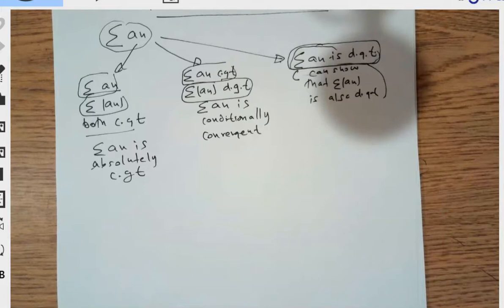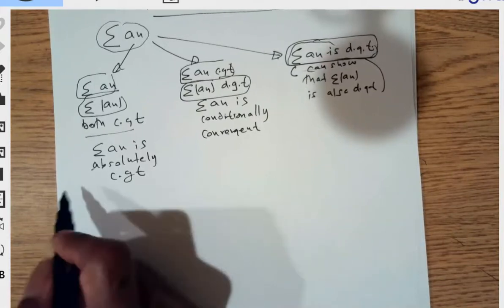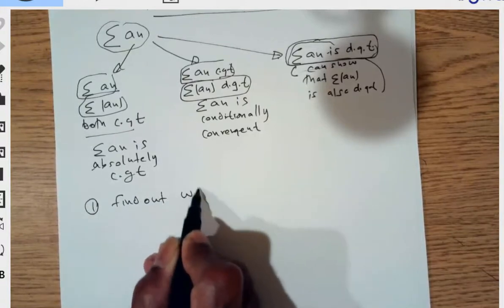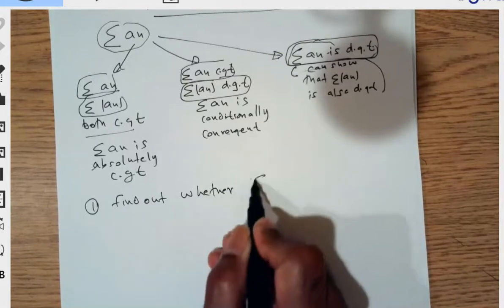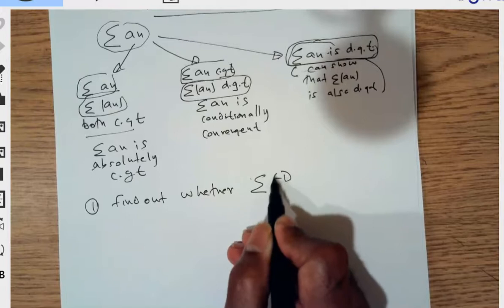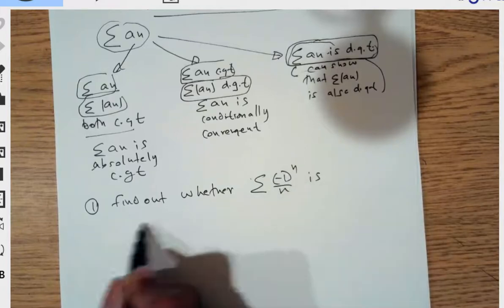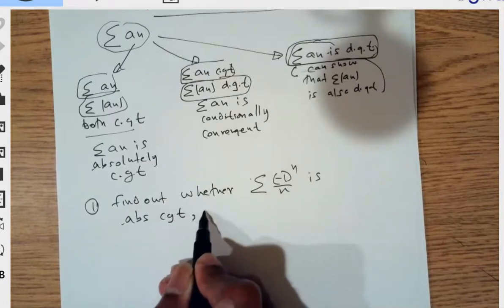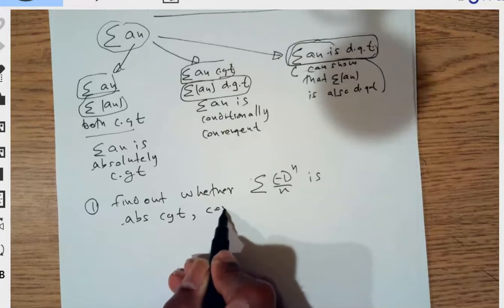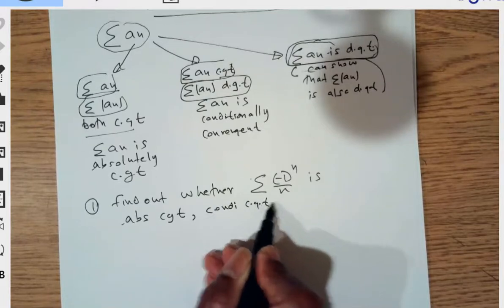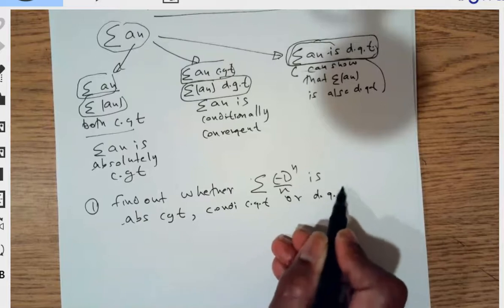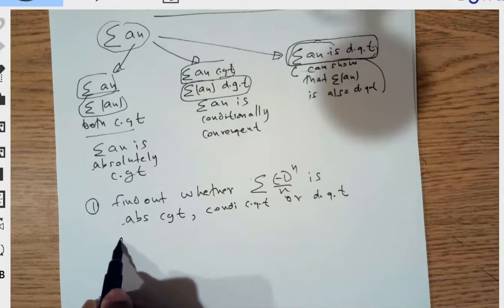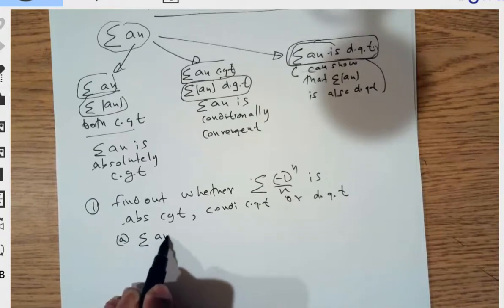All right, so let's take an example. So let's take our first example. Find out whether sigma negative 1 to the n over n is absolutely convergent, conditionally convergent, or divergent. Because one of these three things must happen. So what you do is, first of all, you check the first one. You check whether sigma an is convergent.